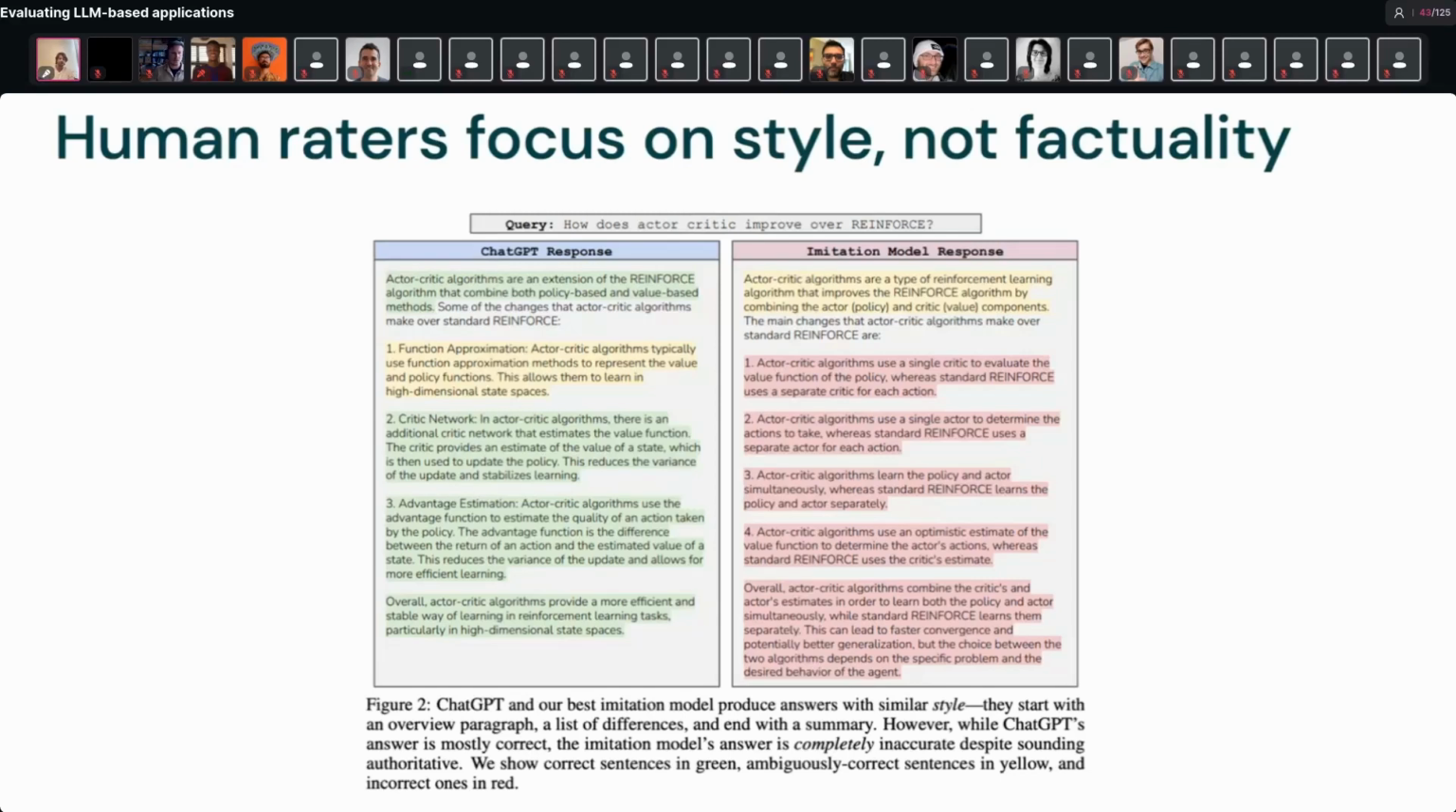It turns out that they're close to GPT 3.5 in terms of human preference, but they're not very close in terms of the actual factual accuracy. Humans are picking up on how things are worded and formatted to a much larger degree than the underlying accuracy of the statements when they do their evaluations.